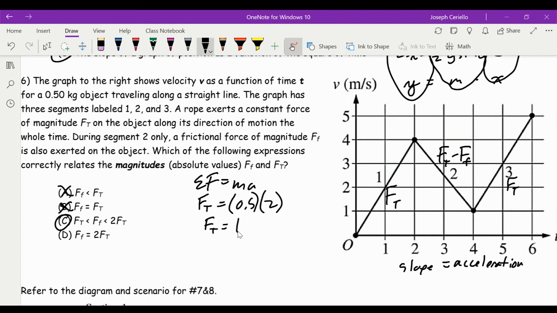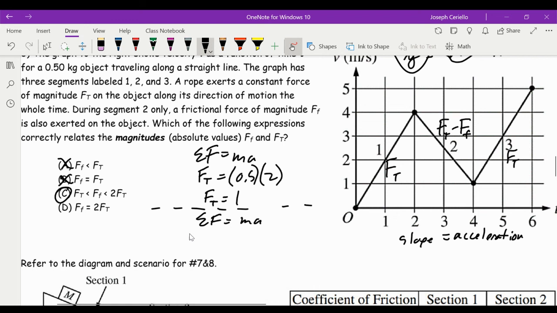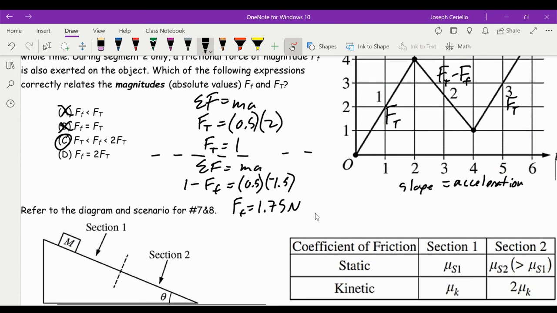All right, so how can we use that now in segment 2? In segment 2, we know that the sum of the forces equals the mass times the acceleration. Let me scroll down a little bit. We know that tension is 1, so we have 1 minus the force of friction equals the mass times the acceleration. We know that the mass is 0.5 and the acceleration here, I believe, is going to be negative 1.5. If you do the math here, you should get that the force of friction ends up being, actually, let me take a second because I don't want to mess it up. The force of friction ends up being 1.75 newtons. So not quite double the force of tension. I kind of just did that in my head, so make sure I did that right, but I believe that's what it is.